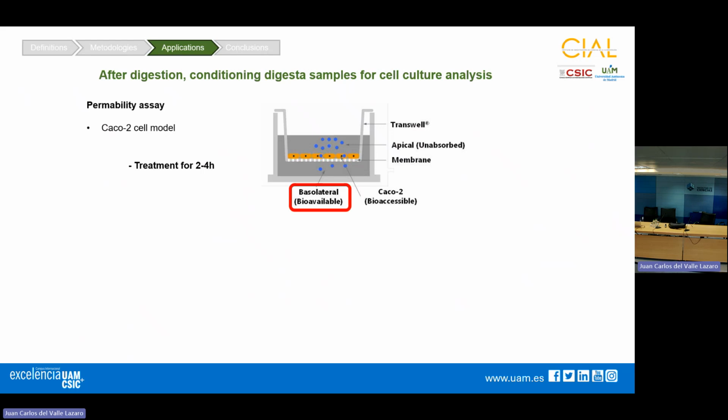And then on the day of the experiment, we add our digestive samples on the top, on the apical side, and we incubate it usually for 2 to 4 hours or even for a longer period of time to simulate absorption. And then after that incubation, we get the samples from the basolateral part. What is this part going to simulate?